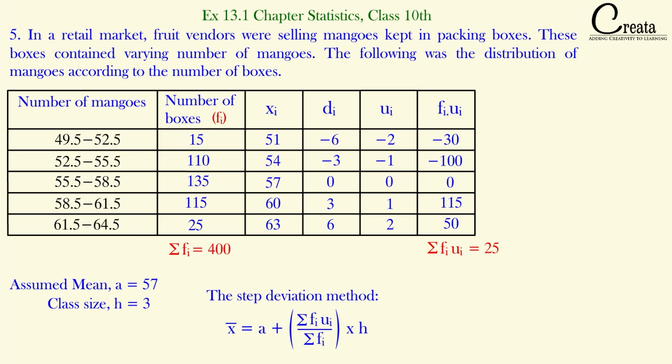Let's use the formula of the step deviation method. Here A is 57 and h is 3. Let's put in the values and solve it. We got the mean number of mangoes per box as 57.19. That is the answer to the question. And we used this method to make the calculation easier.